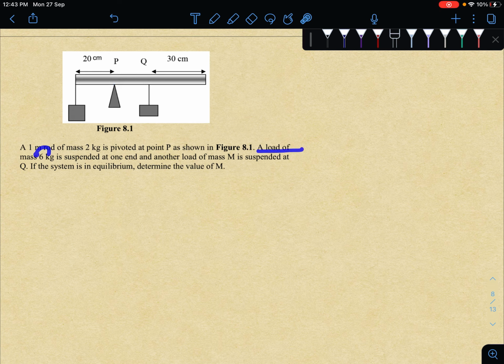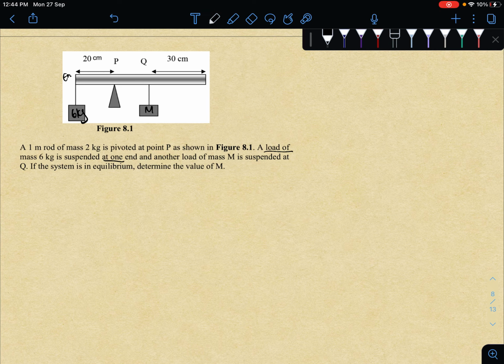And then a load of 6 kg is suspended at one end and another load of mass M is suspended at Q. So load of 6 kg dia kata at one end. So yang ini adalah end kita. This is the end here. So this is the 6 kg load and another load of mass M is suspended at Q. Ini adalah titik Q kita. So ini adalah mass M ini.